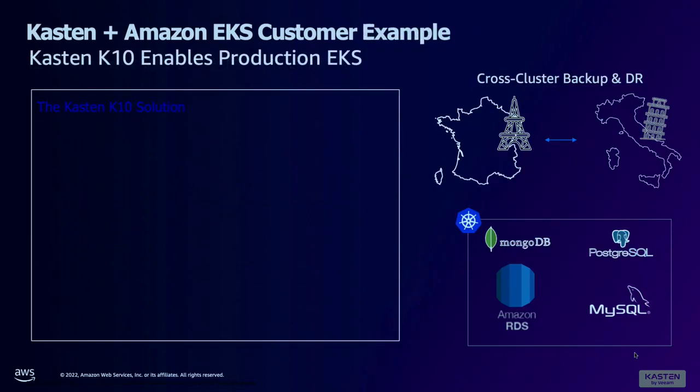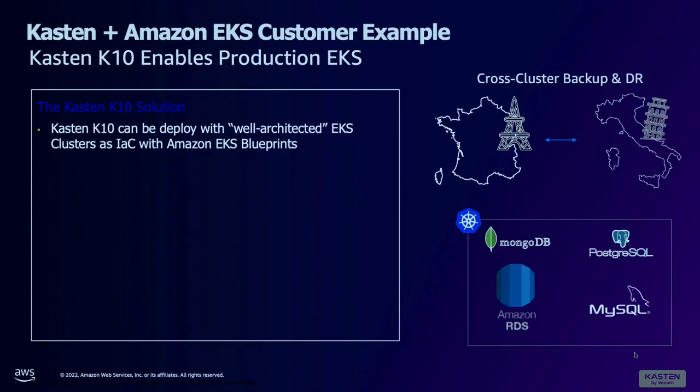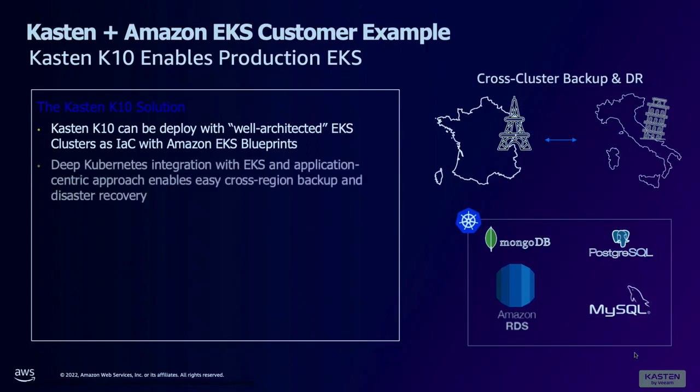Right, so here's how Kasten came in and solved all of those problems. So the Kasten K10 solution, we can be completely deployed as infrastructure as code, right? So that was one of their requirements. They want to have well-architected, integrated, validated solutions with AWS. Kasten's a part of the EKS Blueprints Infrastructure as Code program, so we can be deployed in a consistent way across all of their EKS clusters.